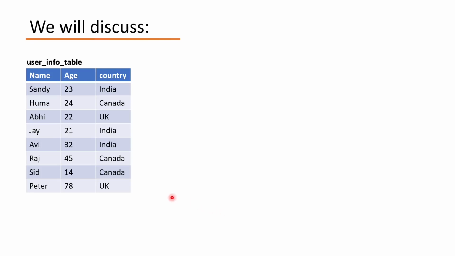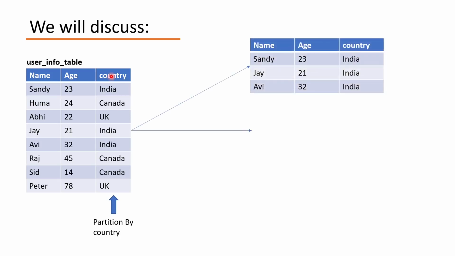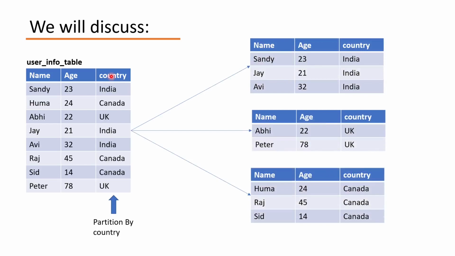Let's take an example of user info table. This table has the information about few users with the name, age, and the country where they live. This table is partitioned based on country column. So when Spark will read this table, it will read in three different partitions, as our country has three distinct values. The first part will have the records for India, the second part will have records for UK, and the third will have records for Canada.